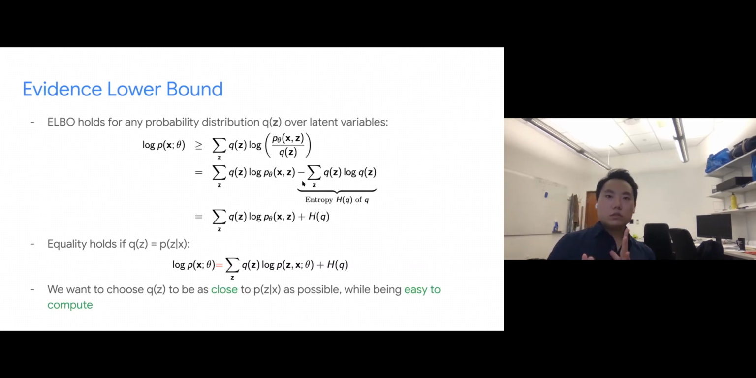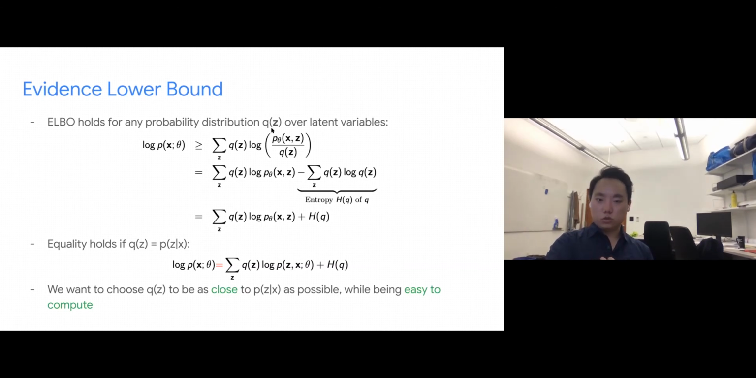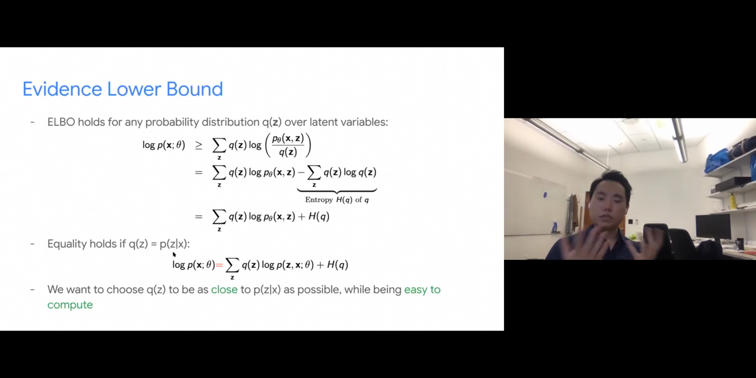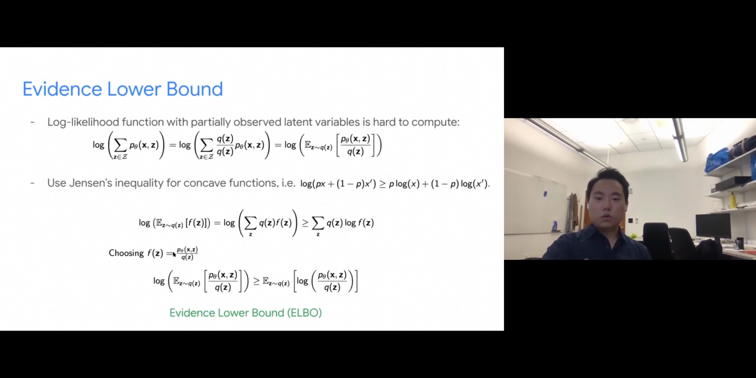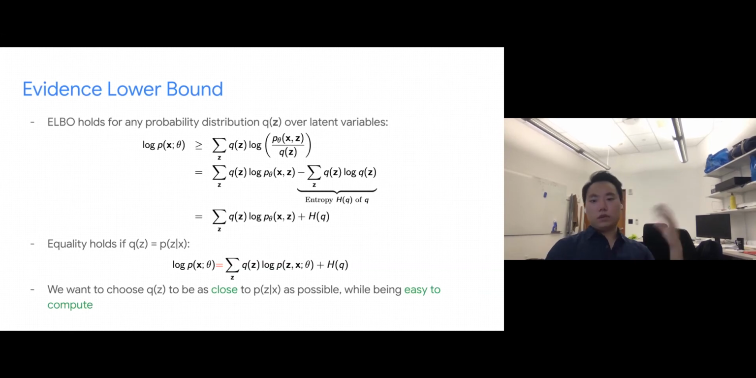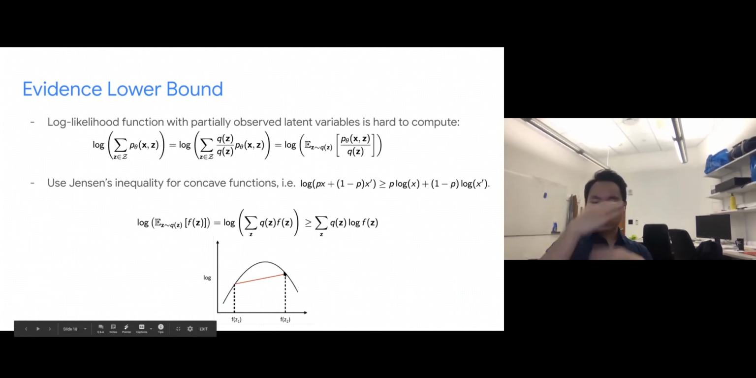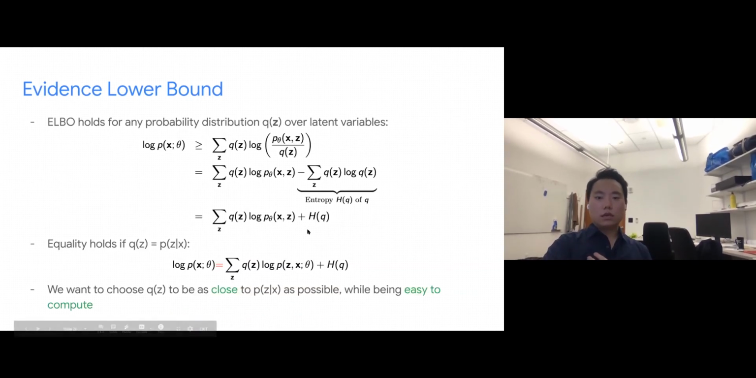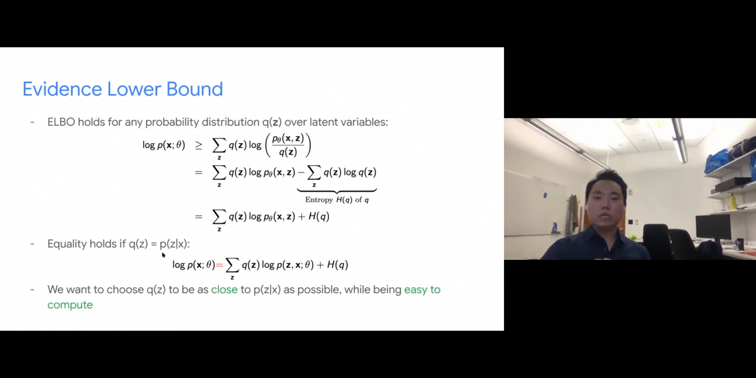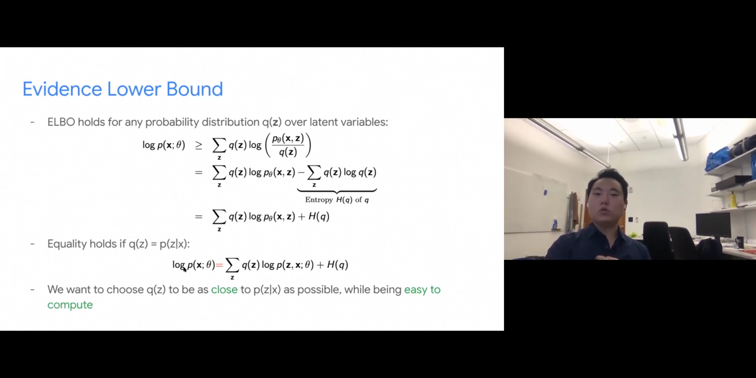So we know that this evidence lower bound holds for any probability distribution Q over my latent variables. And equality holds if Q of Z is exactly equal to P of Z given X, my posterior. That makes sense. For Jensen's inequality, if this concave function was exactly equal to the line, then they would be equal. This would be equality. Similarly, if Q of Z is exactly equal to your P, you will get equality. You will be able to exactly compute the log likelihood of your data using this term.